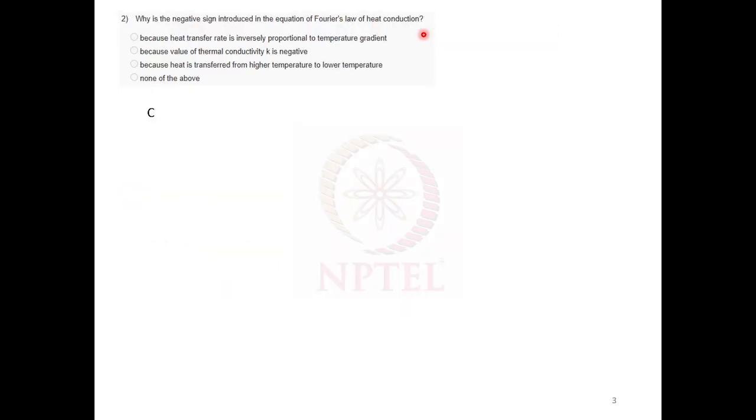Okay, this is the value for the rate at which the carbon is entering its surface. Now this is a very simple one, where you need to get why the negative sign is introduced in the equation of Fourier's law of heat conduction, because the heat transfer is inversely proportional to the temperature gradient, and sometimes because the value of thermal conductivity is negative, because the heat is transferred from higher to lower temperature. That's true, and none of the above is the reason for the negative sign in Fourier's law, so obviously it is due to the difference in temperature.